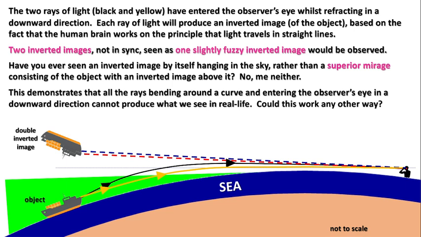Have you ever seen an inverted image by itself hanging in the sky, rather than a superior mirage consisting of the object with an inverted image above it? No, me either. This demonstrates that all the rays bending around a curve and entering the observer's eye in a downward direction cannot produce what we see in real life. Could this work in any other way?